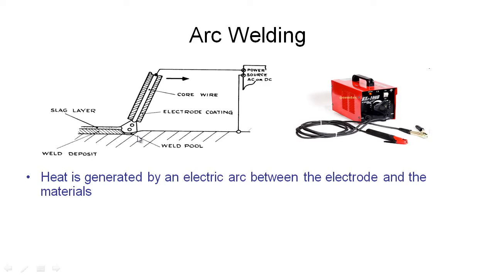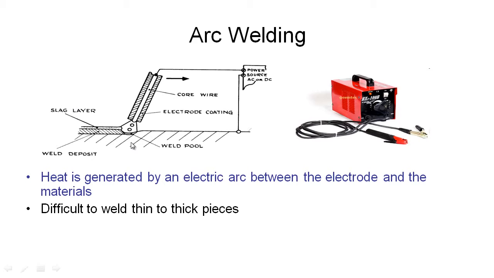On the outside of our electrode we commonly have a coating, and this coating melts due to the heat and forms a slag layer, which helps both prepare the metal surface and protect the weld metal when it's still molten from the atmosphere. So we can keep out some of the impurities and the loss of carbon that we might otherwise see from exposure to that atmosphere.